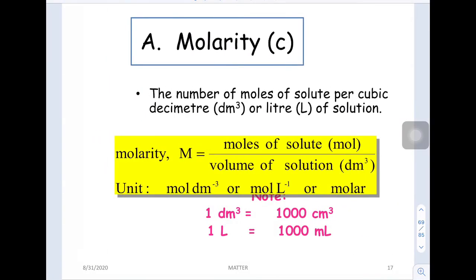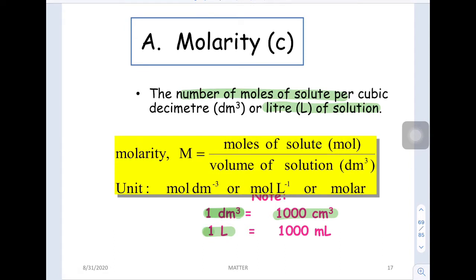So the first one is molarity. It is defined as the number of moles of the solute per cubic decimeter or per liter of the solution. Moles of the solute over volume of the solution. It's either in liters or dm cube. They are the same. We have to remember the conversion factor that 1 dm cube is equal to 1 liter. 1 dm cube is equal to 1000 cm cube.